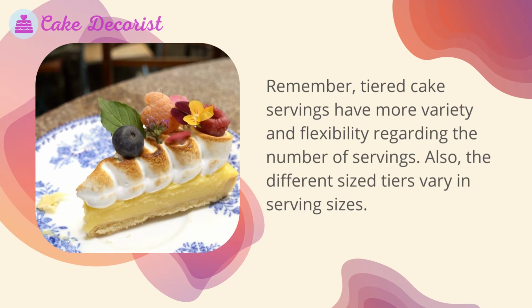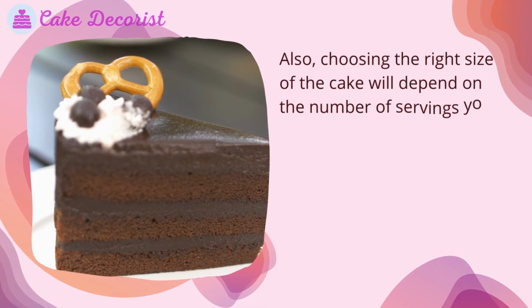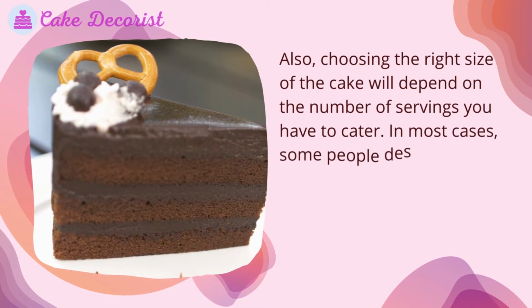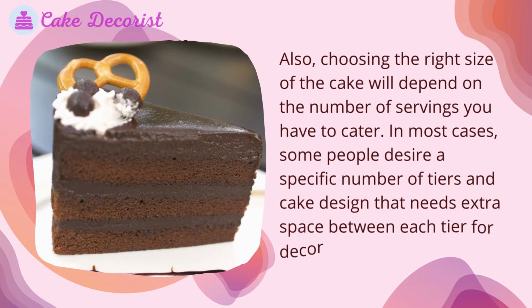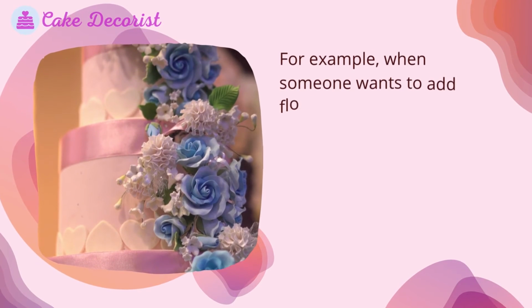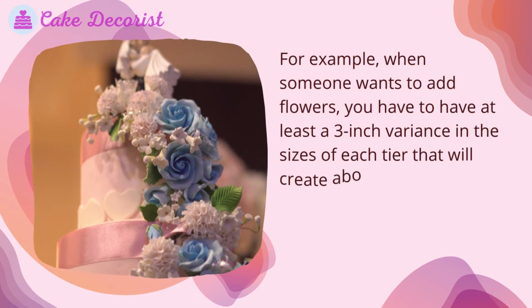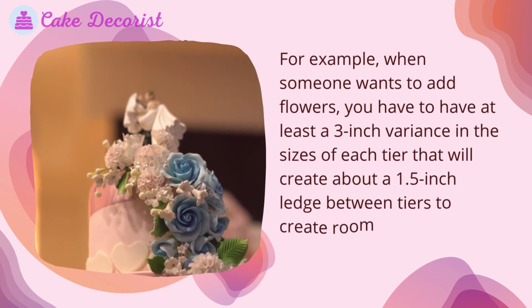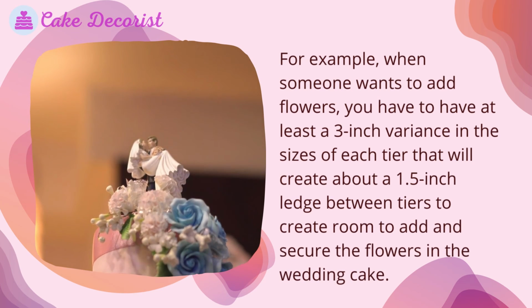Also, the different size tiers vary in serving sizes. Also, choosing the right size of the cake will depend on the number of servings you have to cater. In most cases, some people desire a specific number of tiers and cake design that needs extra space between each tier for decorations. For example, when someone wants to add flowers, you have to have at least a 3-inch variance in the sizes of each tier that will create about a 1.5-inch ledge between tiers to create room to add and secure the flowers in the wedding cake.